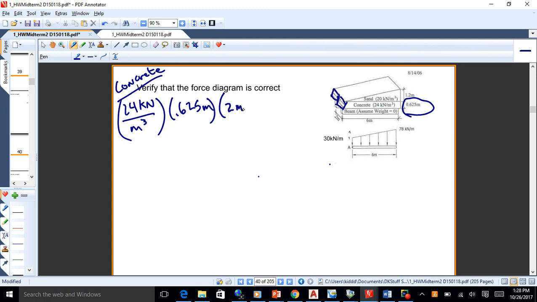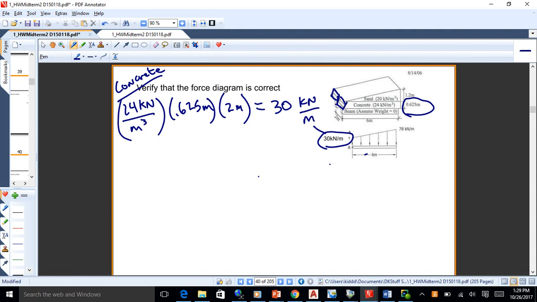Now we also know that each beam supports a 2 meter width of concrete. So if you take the weight per square meter and multiply it by the standard width of that slab that one beam supports, that will get you the kilonewtons per meter of length of beam. Okay, so if you multiply that through, what you get is 30 kilonewtons per meter of beam. And see, that's the value right there.